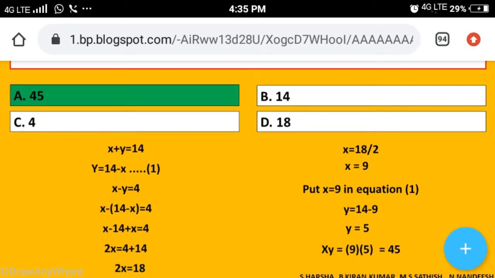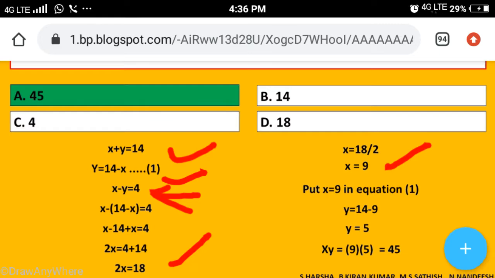See, here we used the substitution method. x plus y is equal to 14, then the y value becomes 14 minus x, and when we substitute that value in the equation x minus y equals 4, we will get 2x equals 18, and the x value becomes 18 by 2, that is 9.